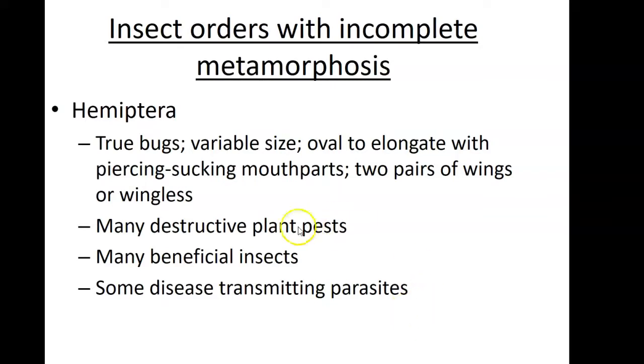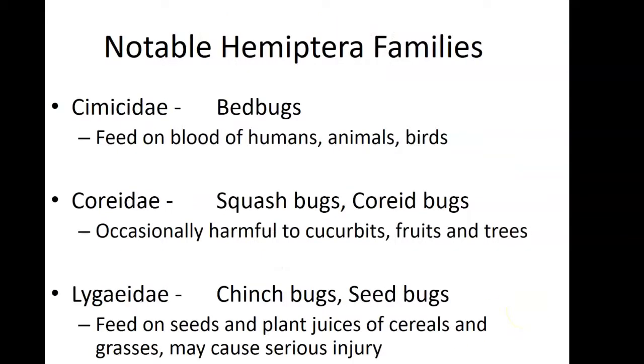There are a lot of destructive plant pests, beneficial insects in this group, and some disease-transmitting parasites as well. We're going to be looking at bed bugs, which feed on the blood of humans, animals, and birds. The squash bugs under the family Coreidae. So these are all Hemiptera. The chinch bugs, harmful to cucurbits, fruits, and trees. The Lygaeidae, so we have chinch bugs and seed bugs. They feed on seeds and plant juices of cereals and grasses and can cause serious injury.